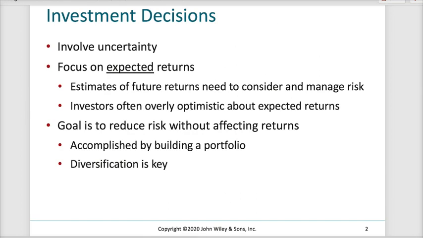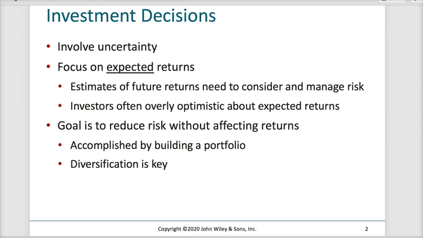Okay, so let's get right into Chapter 7 here. When you make an investment, it's going to involve a certain amount of uncertainty. You're not going to get a definite answer of 100% of what the returns will be. So we need to focus as best we can on expected returns, which are going to be estimates of future return when we manage or consider risk. Investors tend to be, especially in a bull market, a little bit overly optimistic about expected returns. So what they perceive their expected return to be and what the actual return is going to be are often quite different.